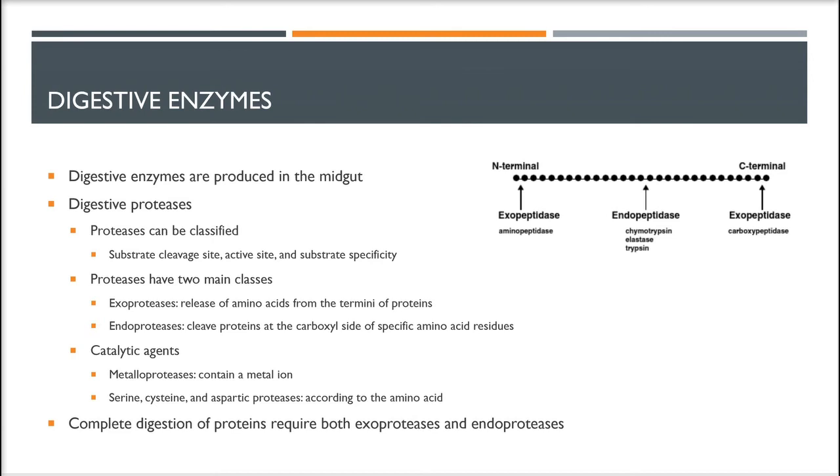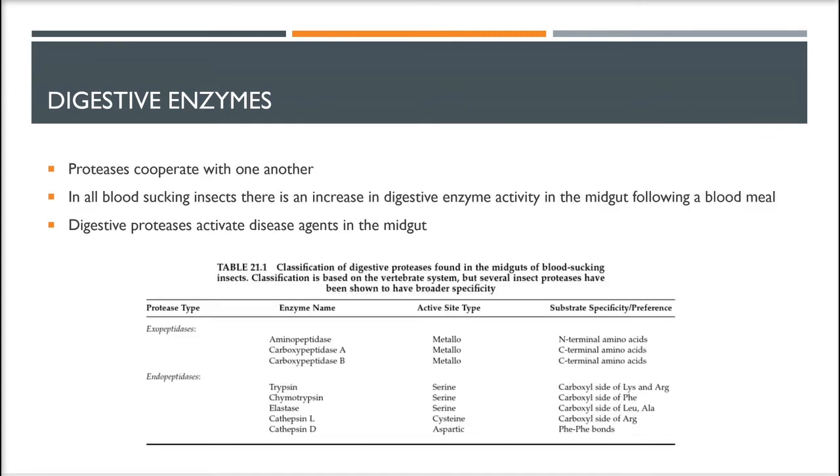There are also catalytic agents that can change the protease. There are metalloproteases, which contain a metal ion, and serine, cysteine, and aspartic proteases, which are specific to the amino acid being used. Overall, the completion of digestion of proteins requires both exoproteases and endoproteases. Proteases are really good at cooperating with one another.